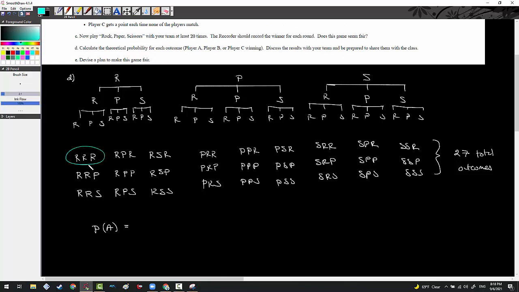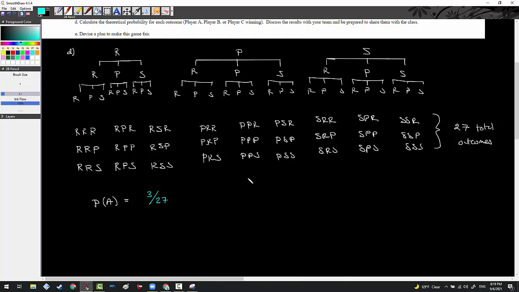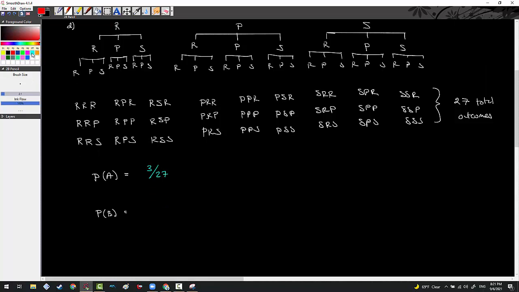So rock, rock, rock, paper, paper, paper, scissors, scissors, scissors. So that's 3 out of the 27 total outcomes. So he'll get 3 out of the 27. I'll reduce that in a little bit, but just to keep all the probabilities the same, we'll not reduce for a little bit here. The probability of player B earning a point, so I'll go ahead and highlight those in a different color here. And there's a lot of them, right, where 2 players match.